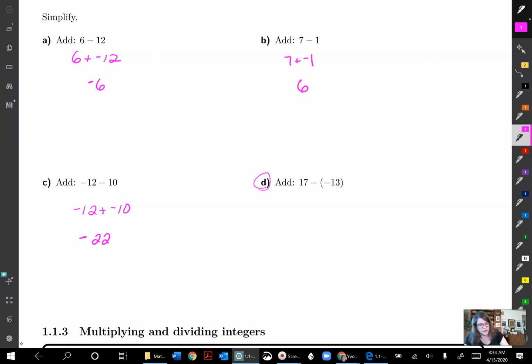Multiplying is different. Also, letter D here is a little different case because we have two negatives sandwiched right in the middle. So what that means, again, is we could write any subtraction as adding the opposite. So we could write 17 plus, sorry, the opposite here, which would be plus 13. So instead of minus minus, it becomes plus plus. Add the opposite. Then that just becomes a regular addition problem, and we get 30 for an answer.